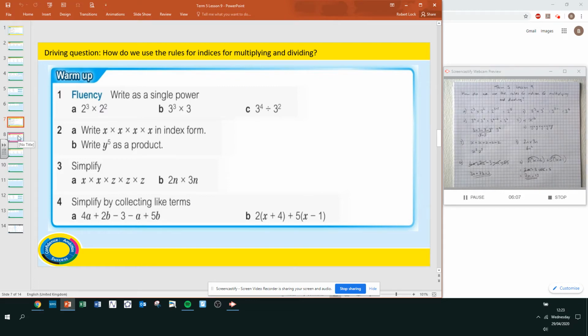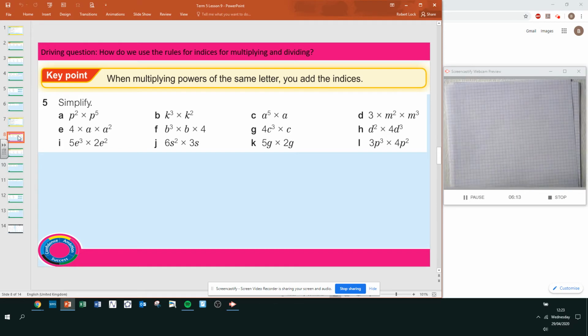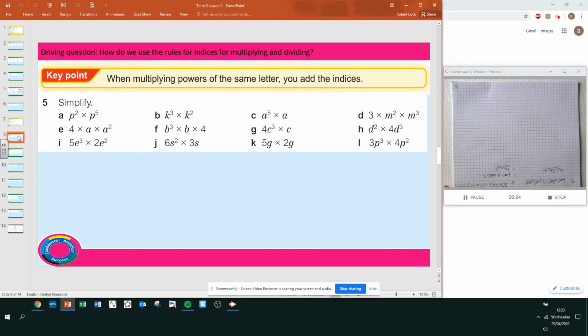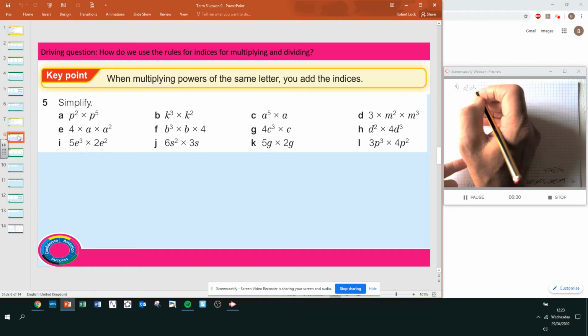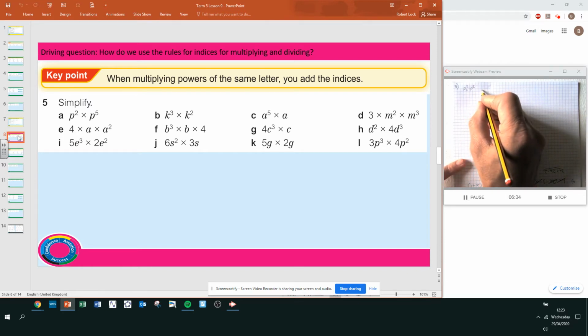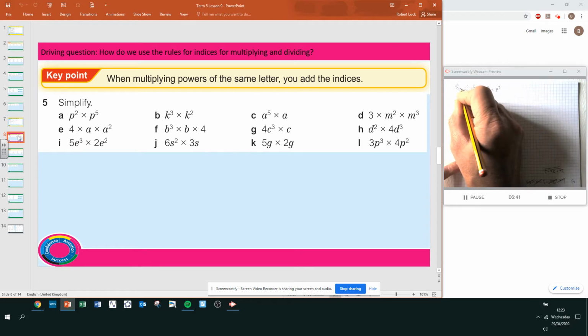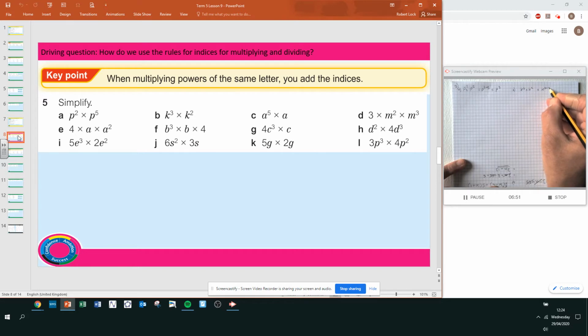Okay. Hope you got the same answers as me. Question 5. Simplify. p times p squared times p to the power of 5. As we said before, with powers, we add them together. So 1 plus 2 plus 5 makes p to the power of 8. B. k cubed times k squared, adding the powers together, k to the power of 5.